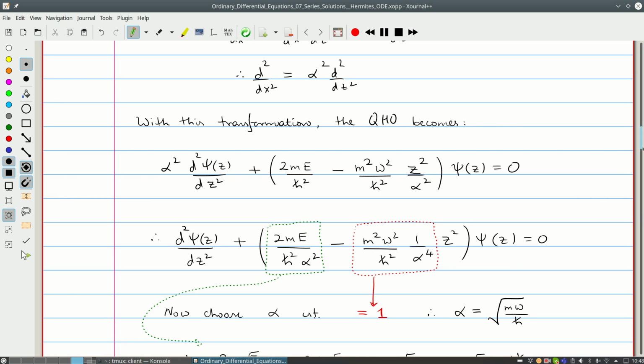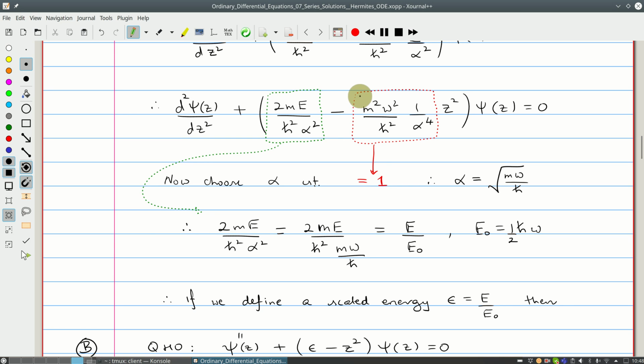Now we're going to choose alpha such that the second of these terms, the thing in the red box, is 1. That means alpha is the square root of m omega over h bar. Now with that definition of alpha, the first term in the parenthesis, which involves the energy, becomes 2mE over h bar squared alpha squared, which after some manipulation is written as E over E naught, where E naught is a half h bar omega. You should start saying, this is looking interesting now.